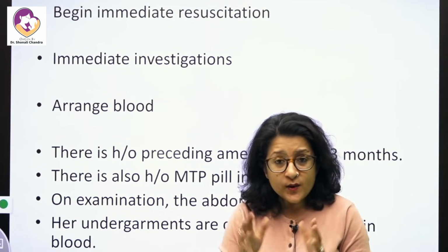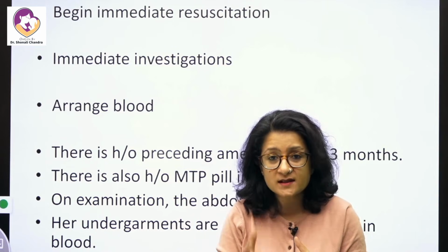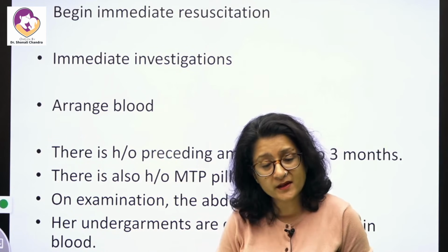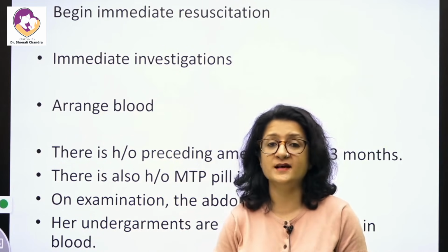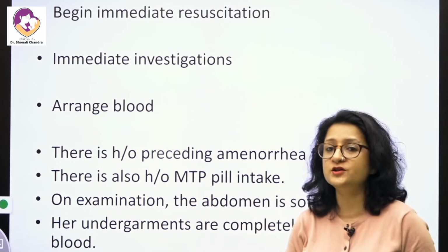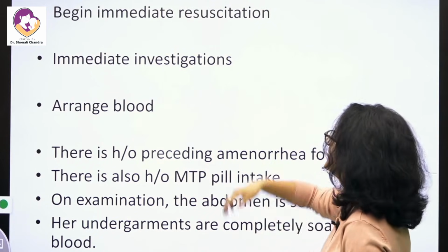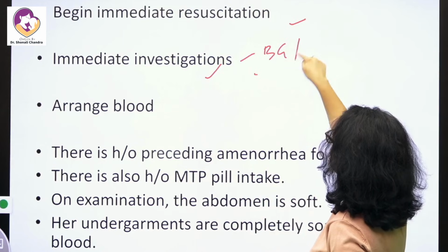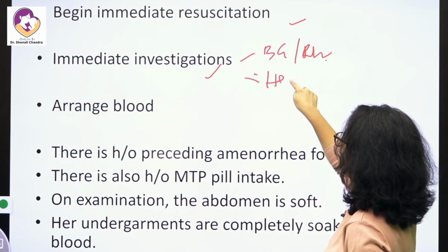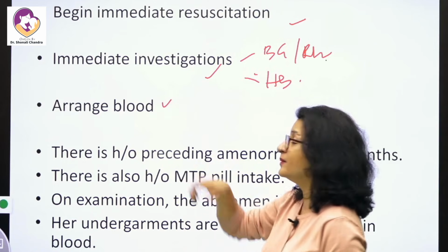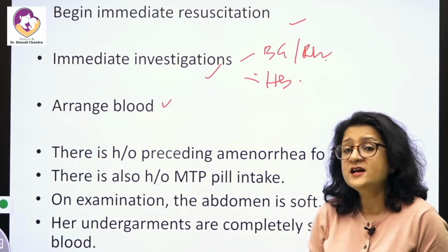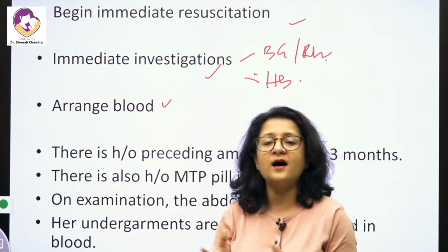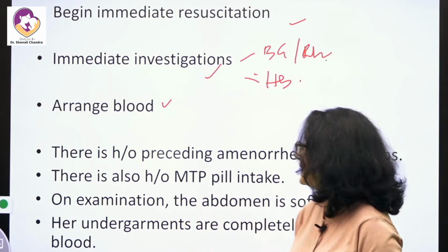So now friends, since you have to act fast, your activities will not be like you're sitting in the OPD. You have to take a quick history, you have to perform a quick examination, and of course you have to start resuscitation simultaneously. Those things have to be done together. So you begin immediate resuscitation, send the immediate investigations. The investigations are the same: blood grouping, Rh typing, hemoglobin estimation, and arrange for blood. She's significantly pale, she's losing blood, she might need a blood transfusion, so arranging for blood, calling up the blood bank, all these are measures which have to be taken immediately.